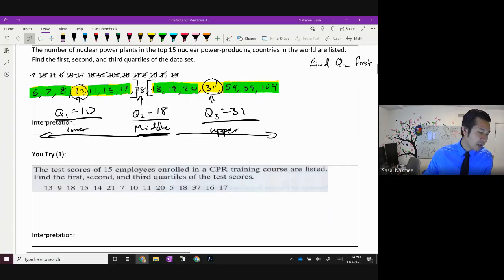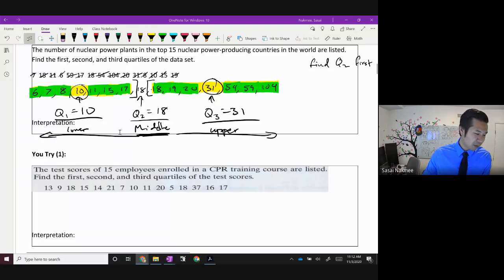of the countries listed have fewer than 10 nuclear power plants. You could also say less than 50% of these countries have fewer than 18. And you could also go the other way and go with the highest one: less than 75% of the countries have fewer than 31 nuclear producing power plants.